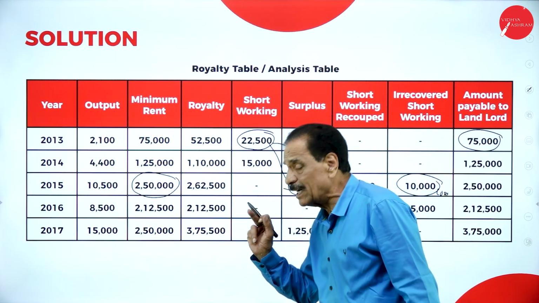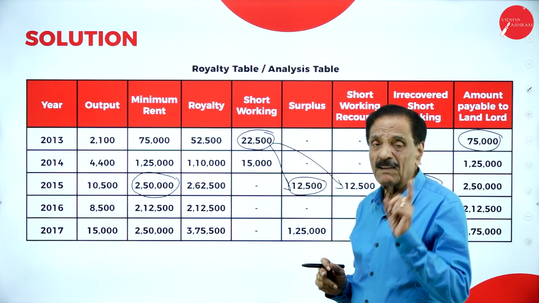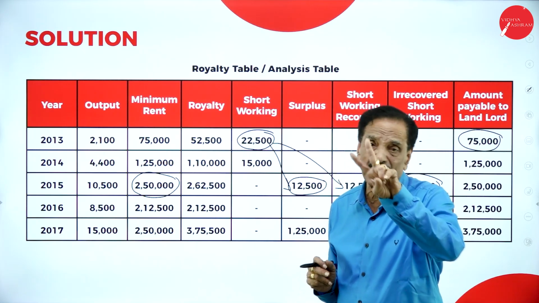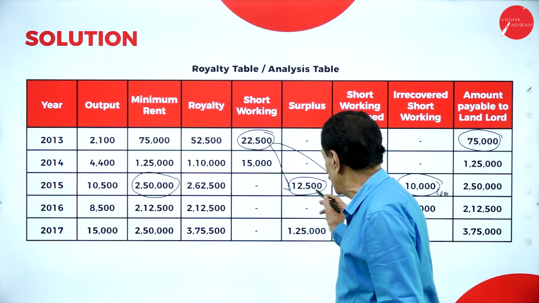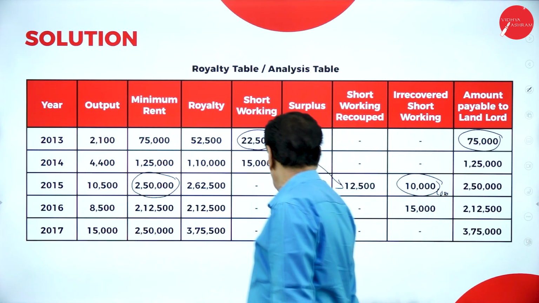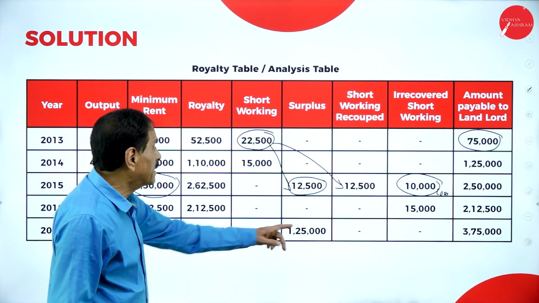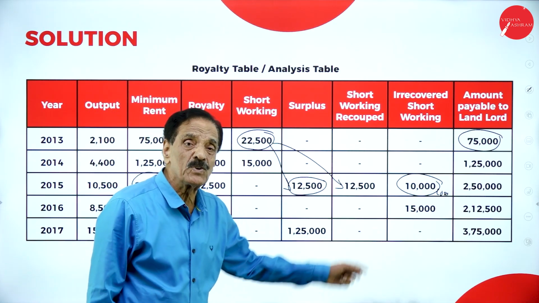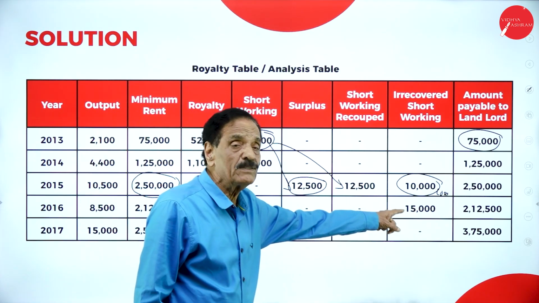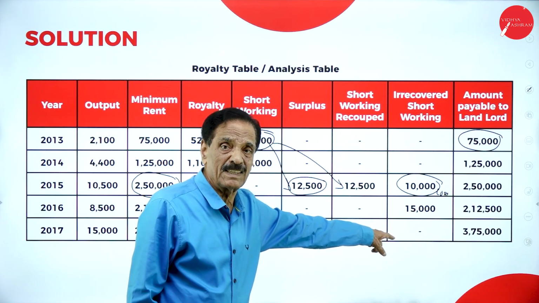What the landlord says is, I will give a chance to recover your short working in the next 2 years. So pay the minimum rent, 2,50,000. How much excess will come? 12,500. That can be recovered out of 22,500. How much could we not recover? 10,000, transferred to profit and loss account.